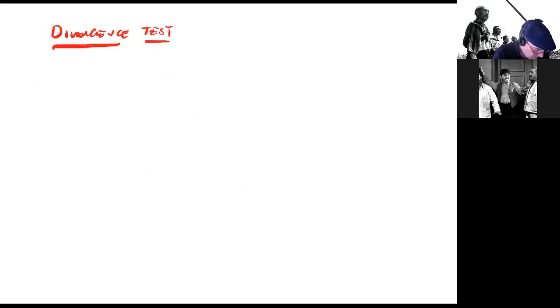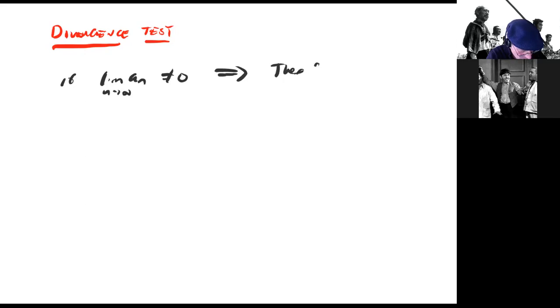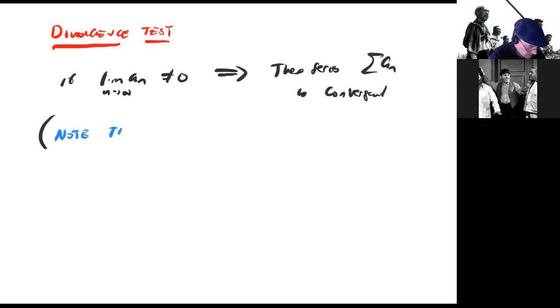It goes like this: if the limit of a sub n for a series summation a sub n is not 0, then the series summation a sub n is divergent. Notice this note, and this is very important: the converse fails. Okay, so we'll see why.